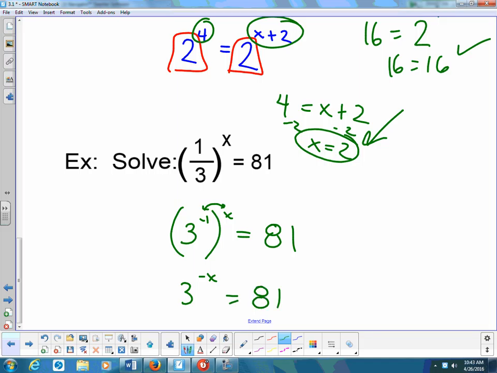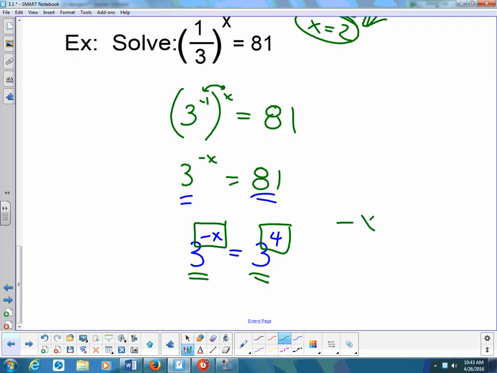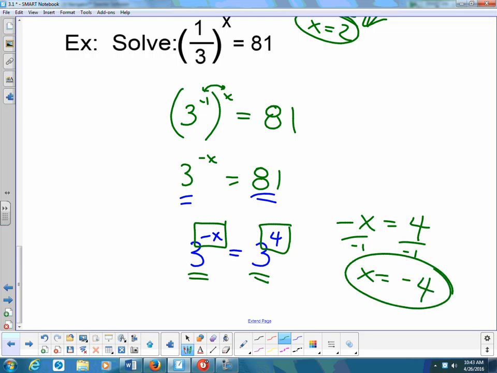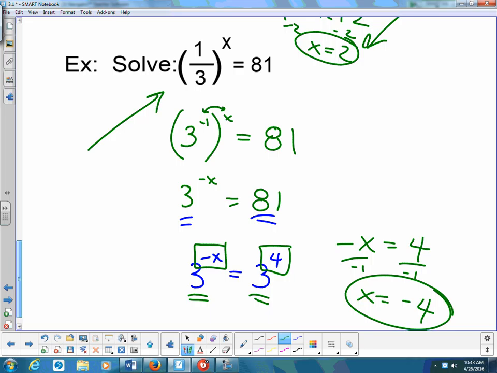And if that's the case, can we get both of these to have the same base? Well, 81 is 3 to the 4th. And so 3 to the 4th is equal to 3 to the negative x. If my bases are the same, then my exponents have to be the same. So I get negative x equals 4, divide both sides by negative 1, and I get x equals negative 4 as my solution. You could plug it back in to your equation and show that it works.